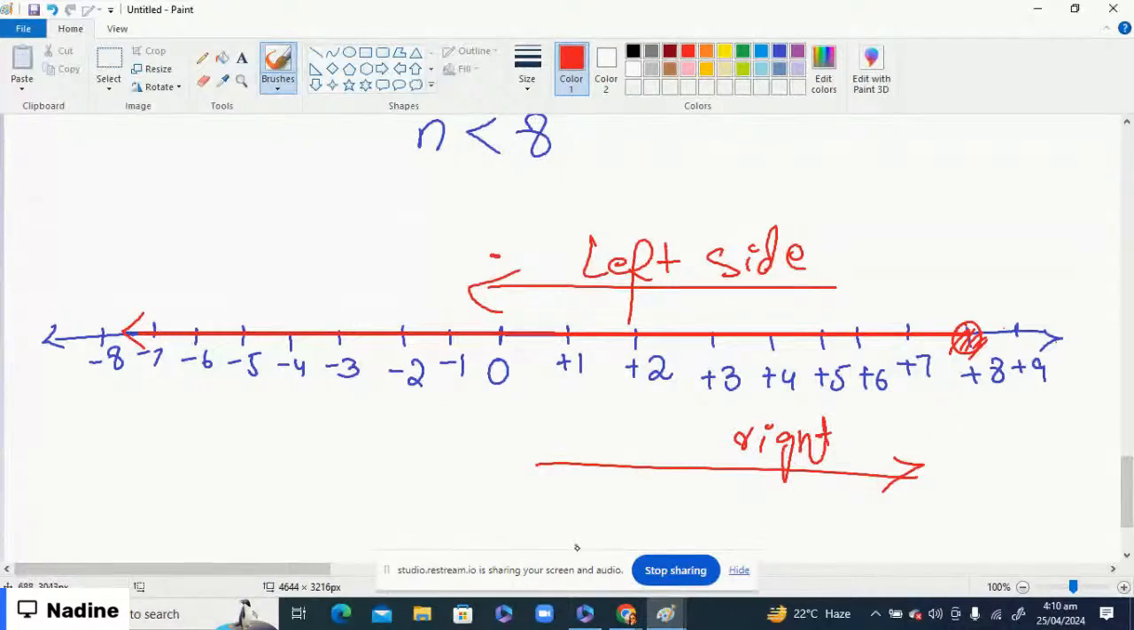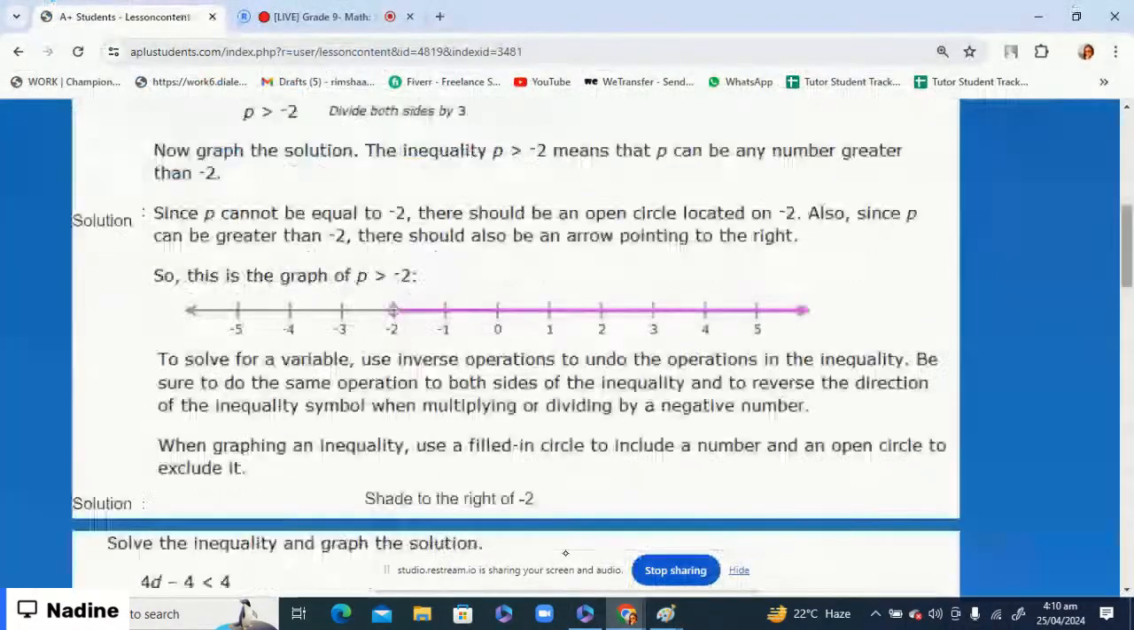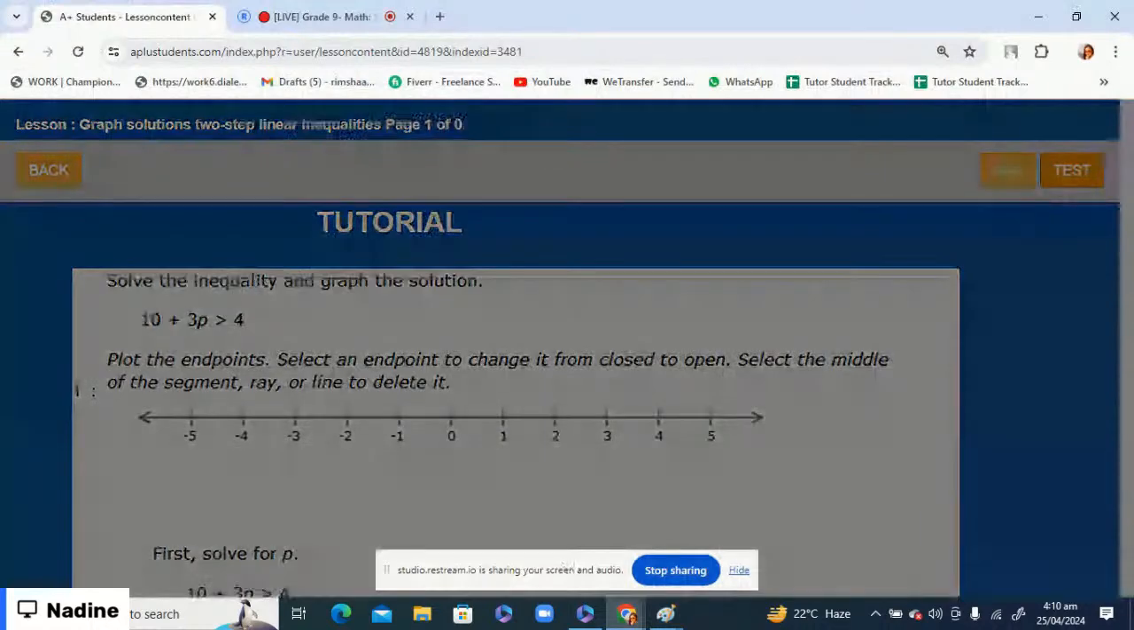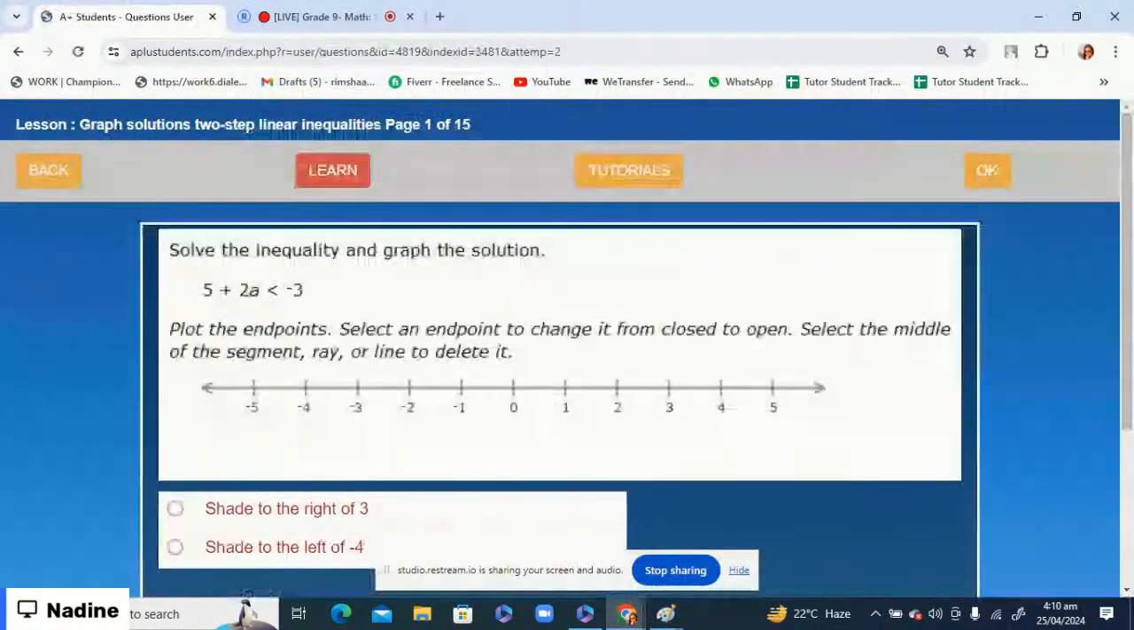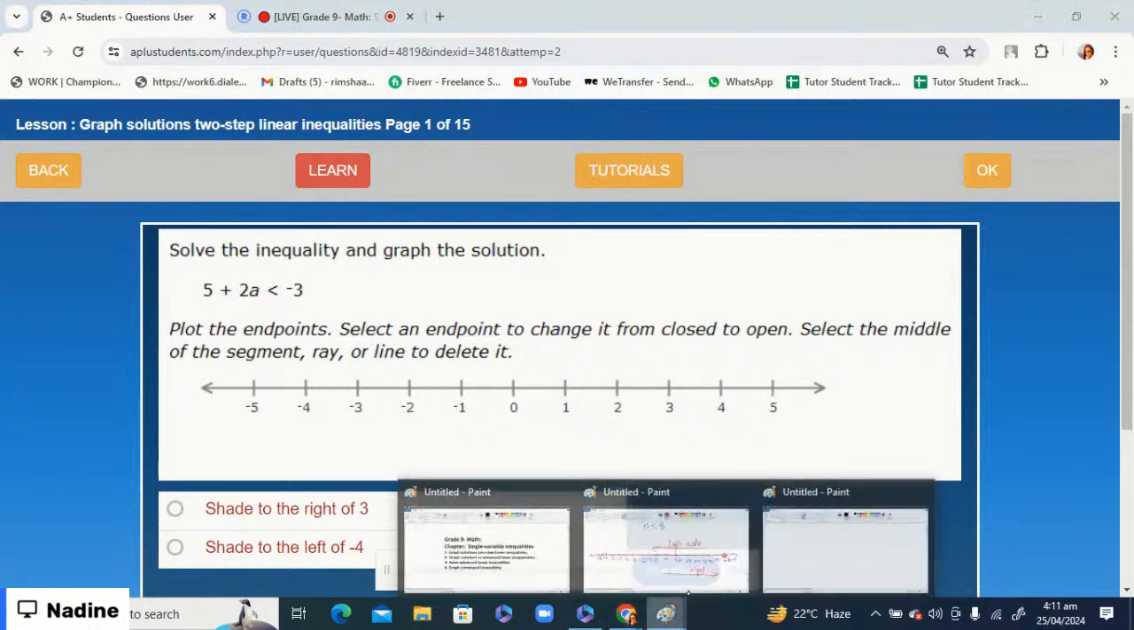Now let's do some test questions. Solve the inequality and graph the solution. First of all, we solve the inequality and then check it. Shade to the right of 3 or shaded to the left of negative 4. Okay, let's do it. 5 plus 2a less than minus 3.